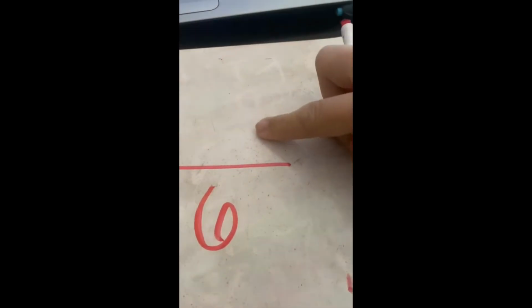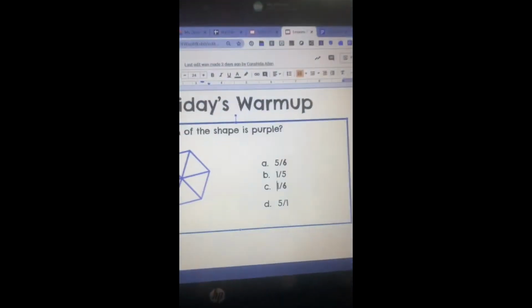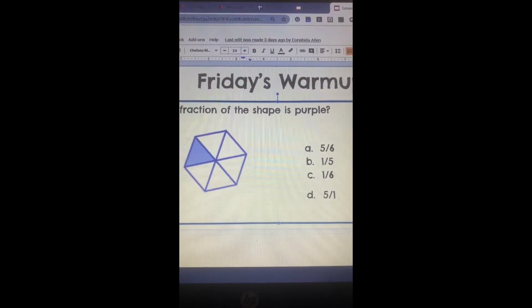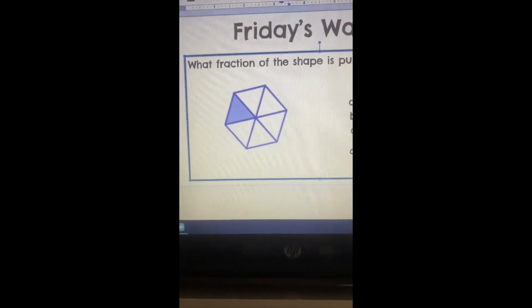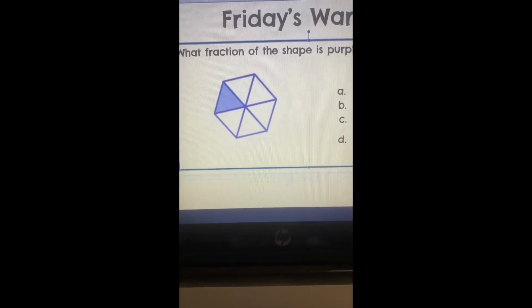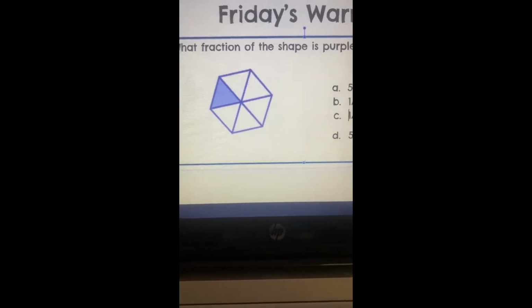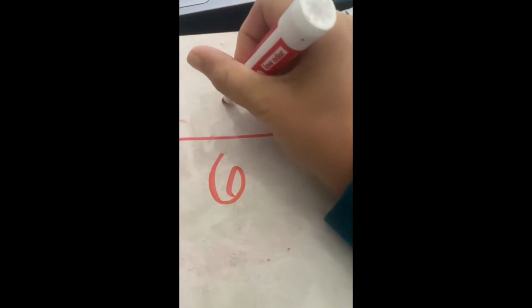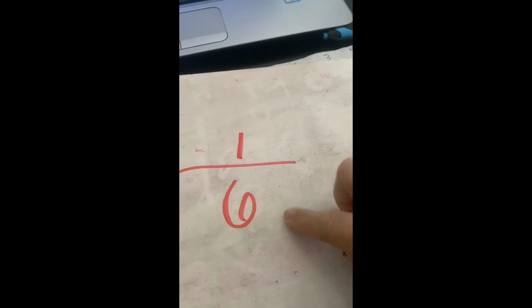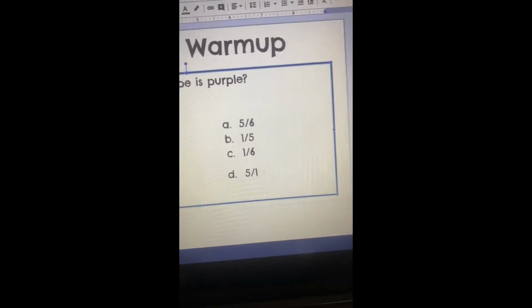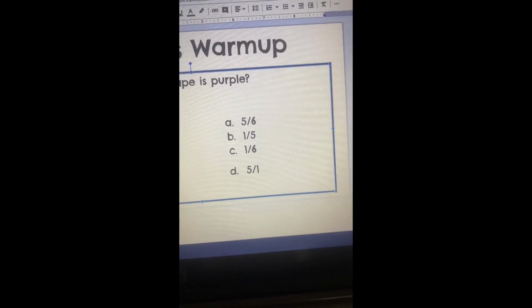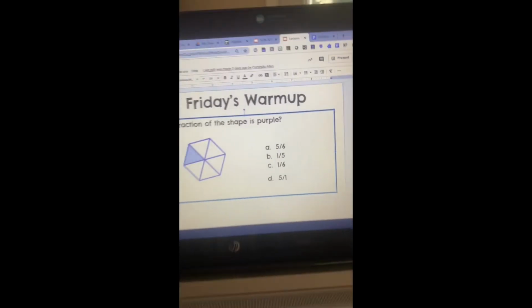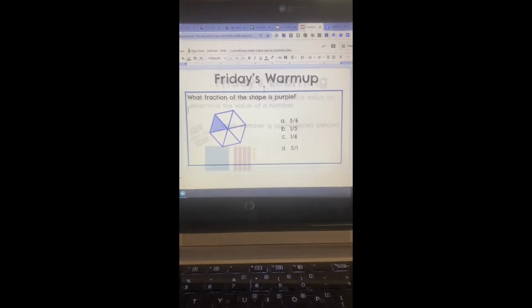If the numerator is the number of pieces we're talking about, well, which part of the pieces are we talking about? The part that is purple. So looking at this shape, how many parts are purple? Just 1, right? So then I have the fraction of 1/6. All right, I need to see if that's an answer choice over here on my screen. Do I see it? I do. The answer is C, boys and girls. 1/6 of this shape is purple.